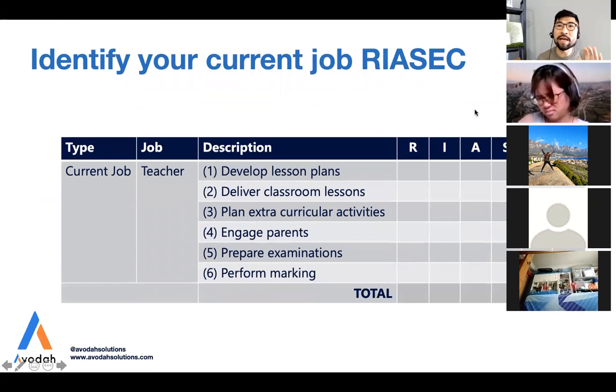So as you know, there's no formal test to identify your current job RIASEC. So how do you do it? Very simple. All you need to do is to have a template like what I'm just showing you on screen now. Just take a table using an Excel sheet or whatever, a piece of paper is also fine. Just draw these columns. 1, your current job.